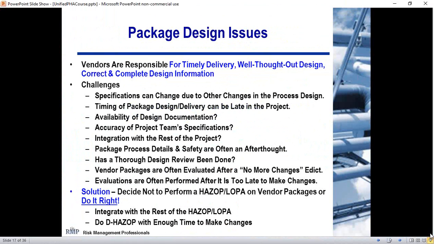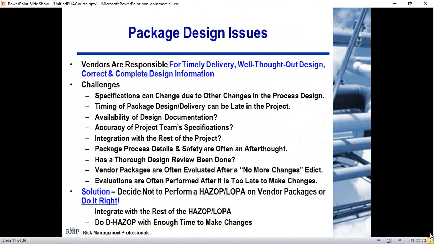Also, the package is often delivered late in the project. It's being worked on in parallel with a lot of the other elements, and for that reason, issues or problems may not surface until the end. Design documentation availability, often that doesn't materialize until the end, if at all.